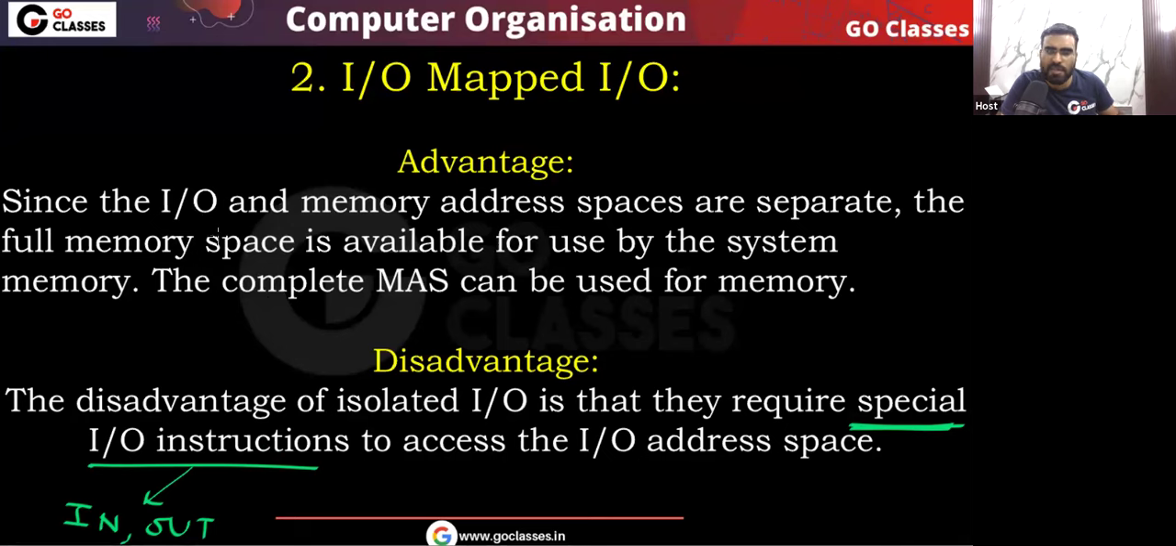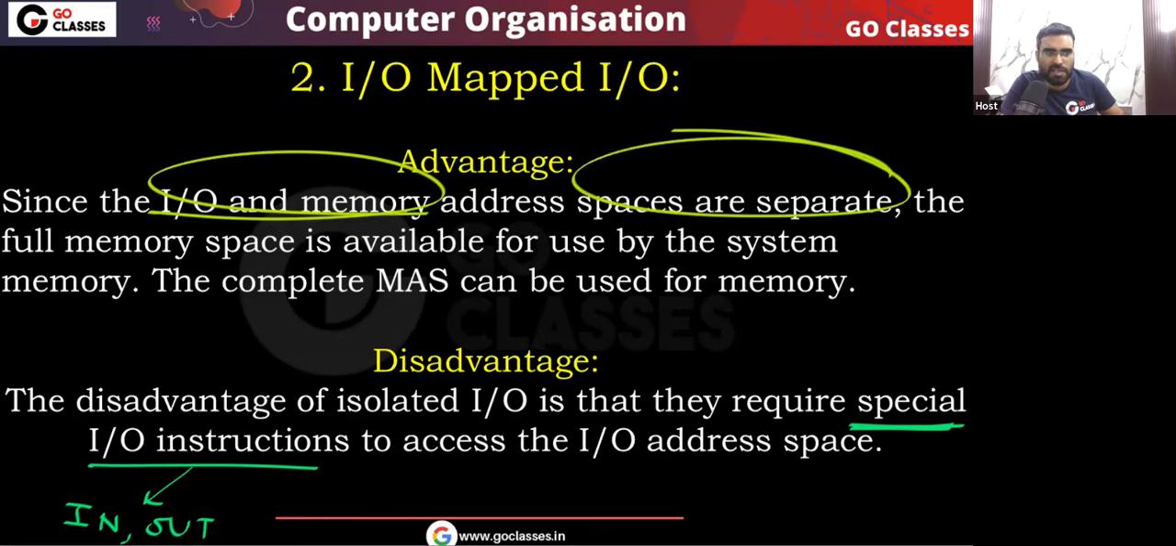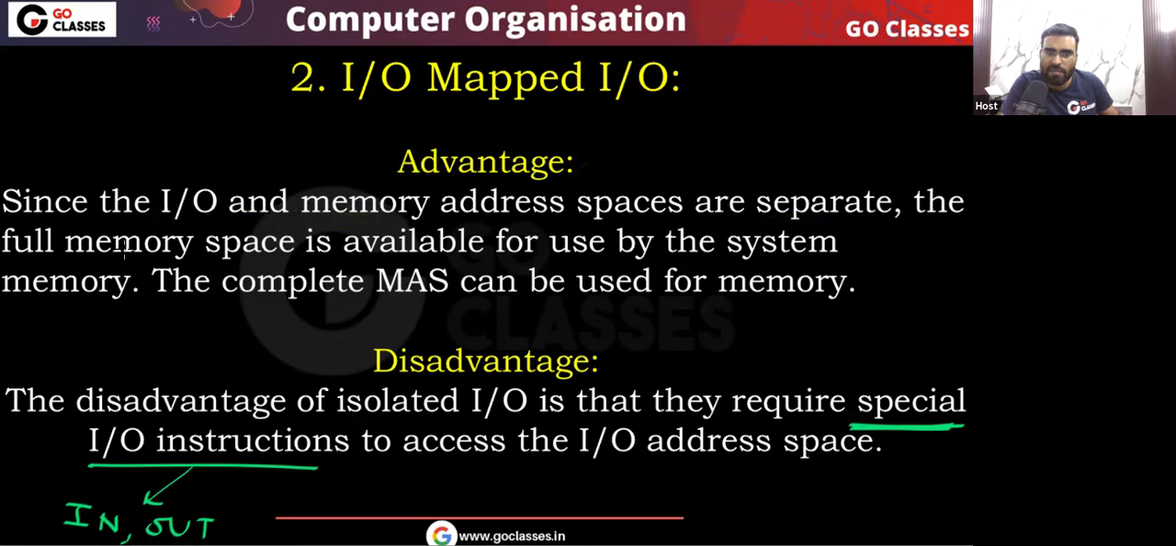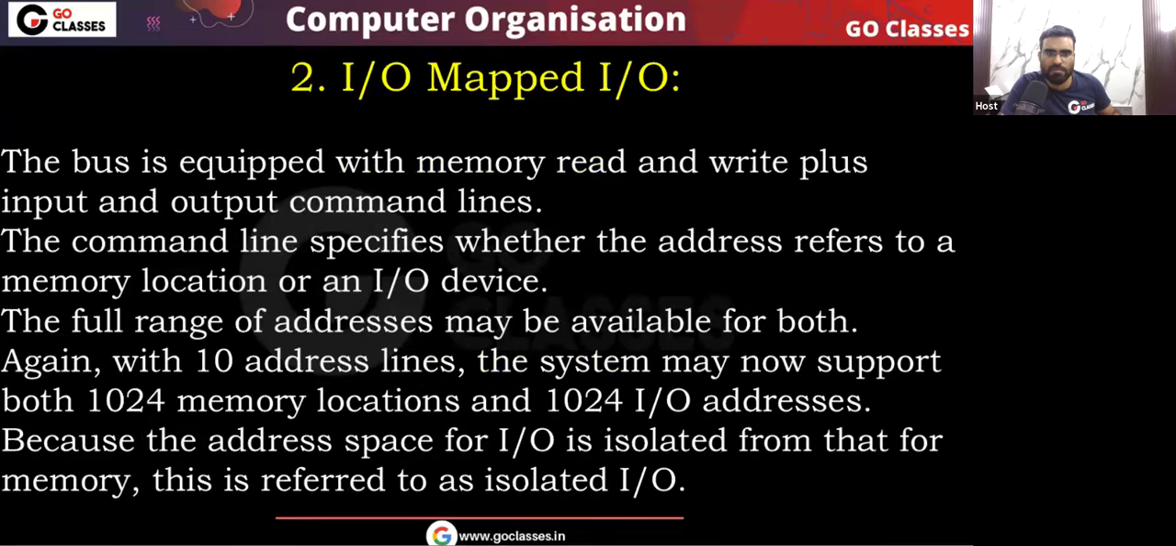This is the disadvantage. What is the advantage? The advantage is that because IO and main memory are not sharing the address space, their address spaces are separate. So the entire main memory address space we can use for main memory. The complete main memory address space can be used for main memory. This is the advantage. Okay, so very simple.